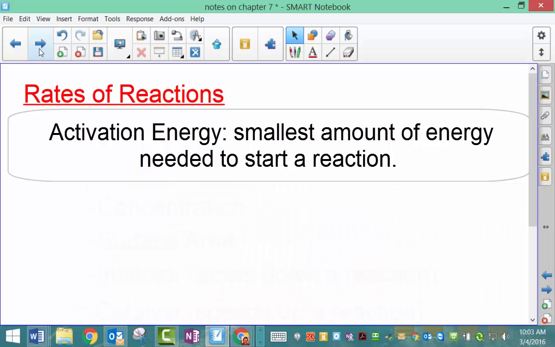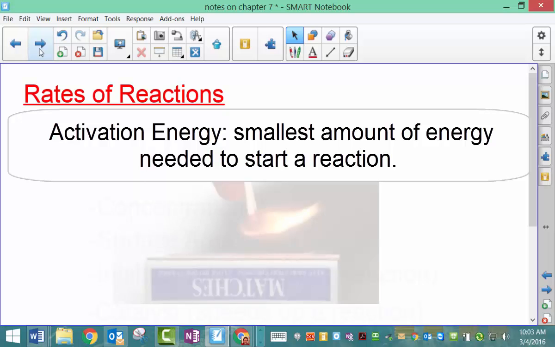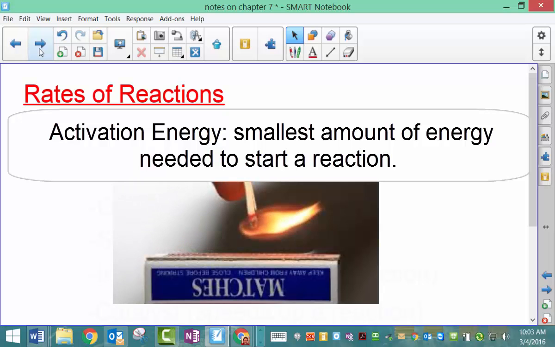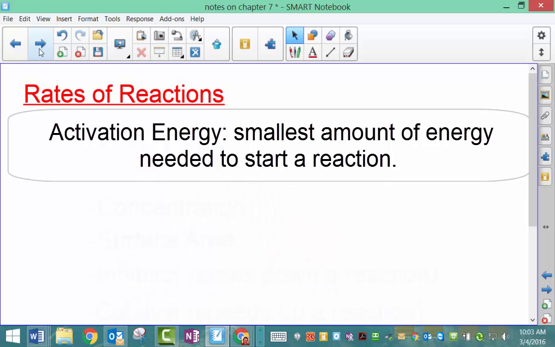Another example of activation energy is striking a match. Before the match can be used to light a campfire, the match has to be lit. So you have to interact the chemicals together. We do that all the time in this lab.